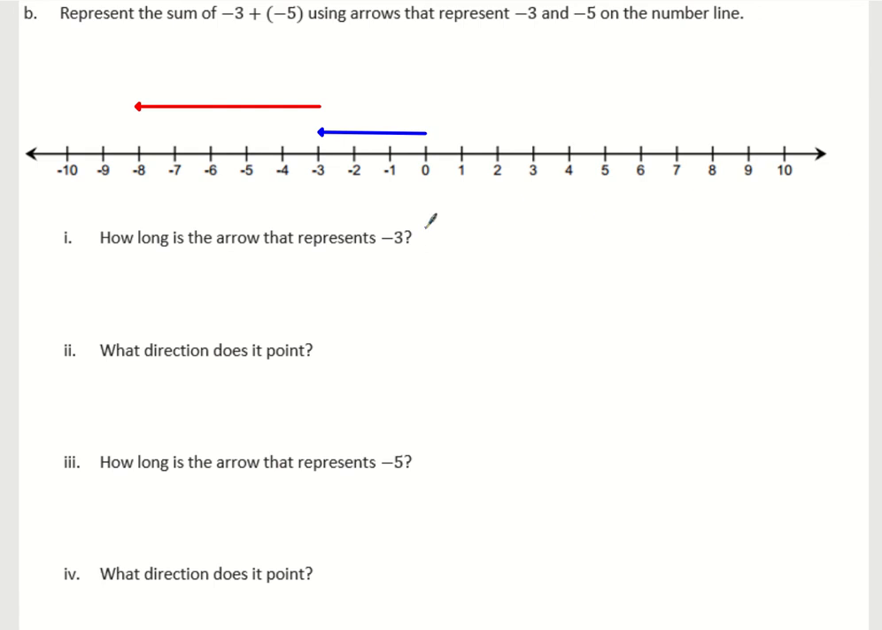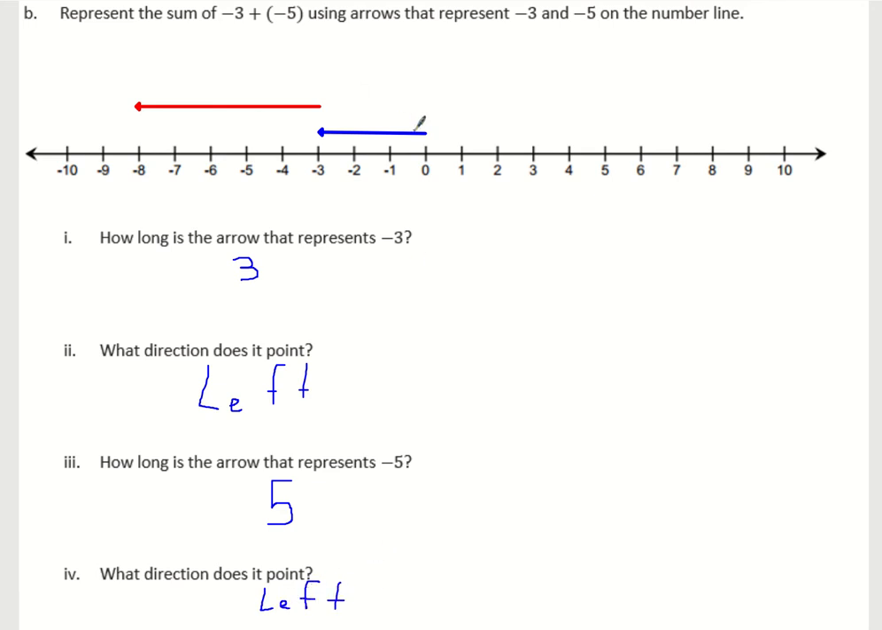How long is our arrow that represents -3? Well, we went 1, 2, 3 to the left. So the arrow's 3 long. Oh, and it asks what direction does it point. I just said it. It's to the left. We went 3 to the left. How long is our arrow that represents -5? Well, as we know, an arrow that represents -5 should be 5 long, but instead of pointing to the right, it also points to the left.